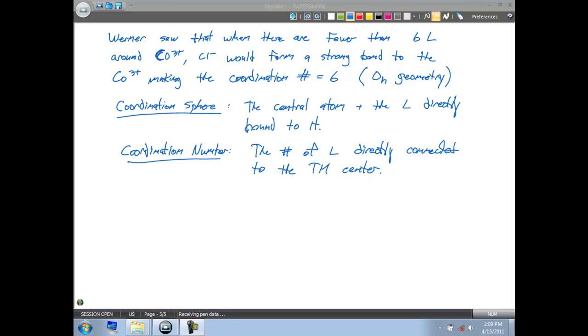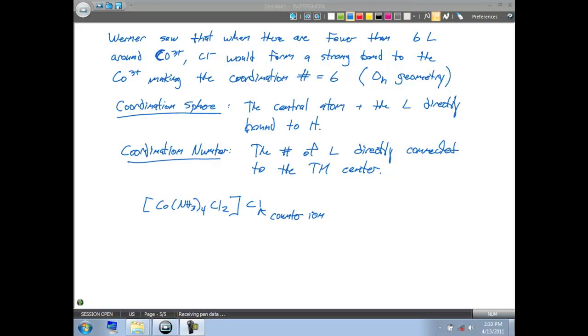And in terms of that coordination sphere, which is the number of these atoms that are directly bound to the transition metal center, we can look at these complexes, and as we showed before, we put them in brackets. So if we had Co(NH3)4Cl2 inside of the brackets with the Cl on the outside of the brackets, we refer to this Cl right here only as a counter ion.